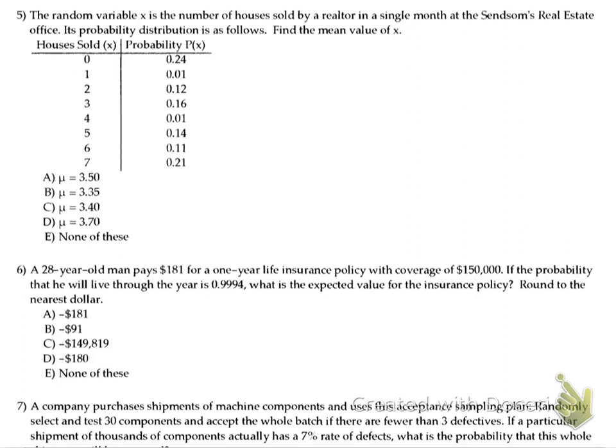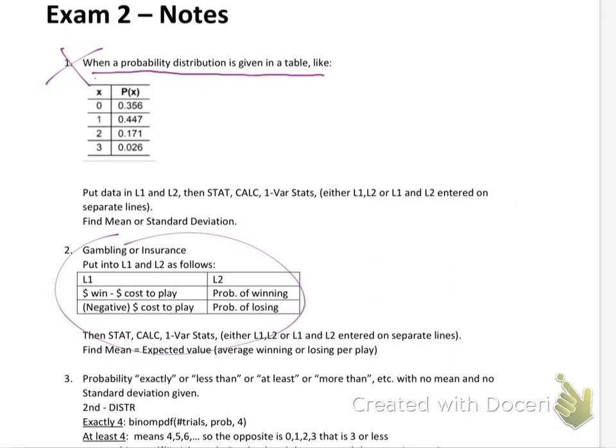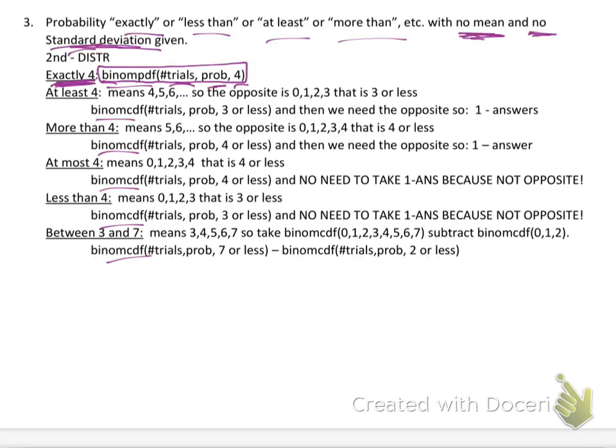Find the mean value. Let's look at our notes. It says right here, when a probability distribution is given, that's exactly what we've got, huh? Put the data in L1 and L2. Then stat calc 1var stats, L1, L2. Find the mean. So that's what we do.